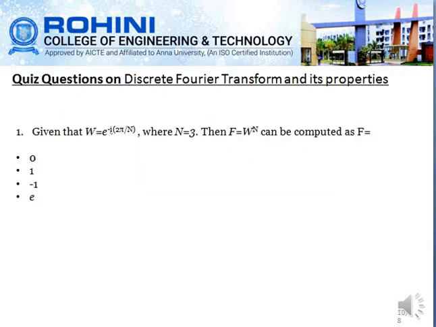Quiz. Given that w is equal to e power minus j 2 pi by n, where n equal to 3, F of w power n can be computed as F is equal to 1.